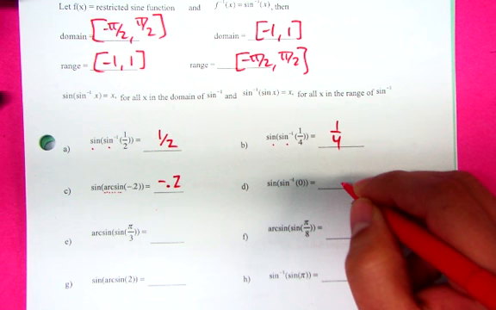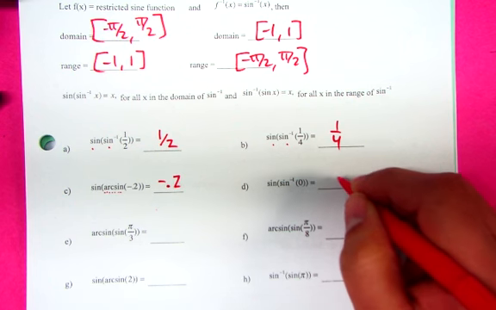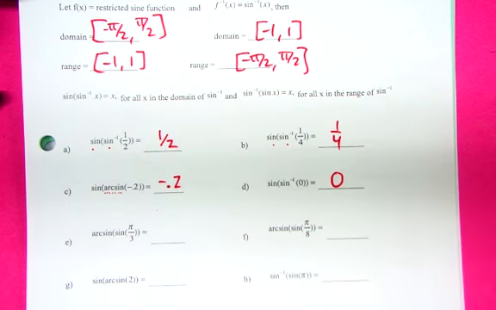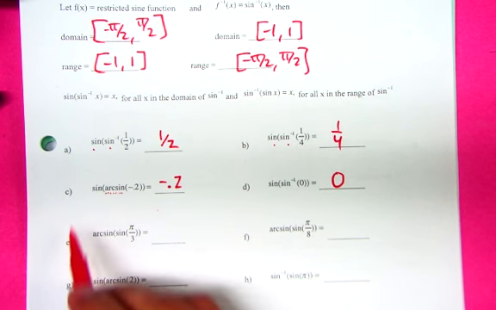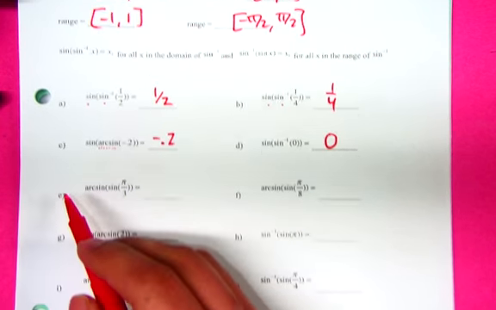Diana, what's the answer? 0. Very good. Out of those three problems you picked up on the pattern: if it's in the domain, the answer is just the number that's in there. Okay. If we go to part E, now things are a little different.